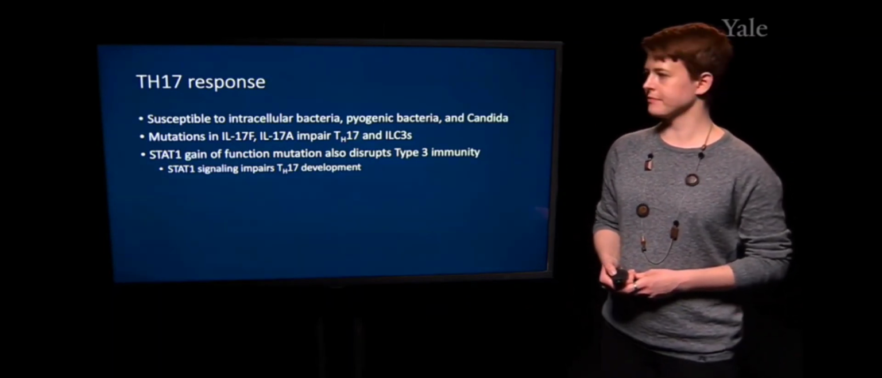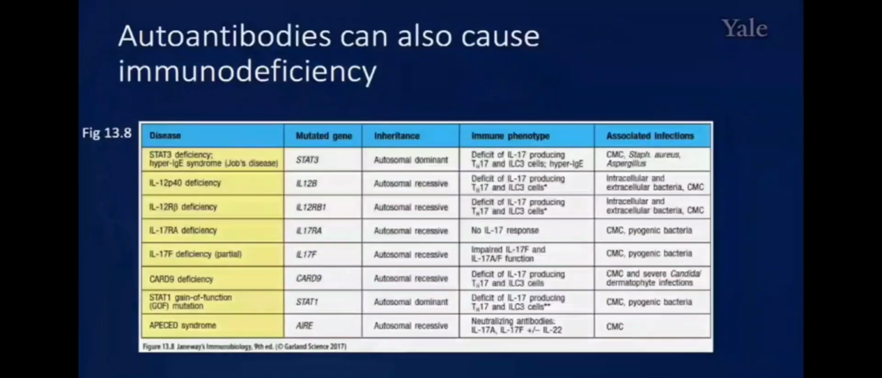So this is figure 13.8 in your textbook. Again, you don't need to memorize all of these diseases, but this provides a really nice summary of diseases and the type of phenotypes and mutated genes that are there. One that I would like to point out is the last one on this slide, APECED syndrome. This is actually an AIRE defect that leads to neutralizing antibodies. So in this case, we have an autoimmune problem leading to neutralizing antibodies, but these antibodies then disrupt cytokine signaling, leading to an immune deficiency.